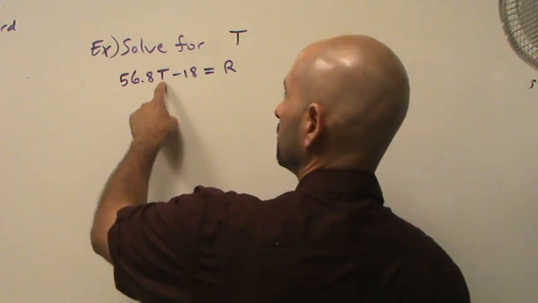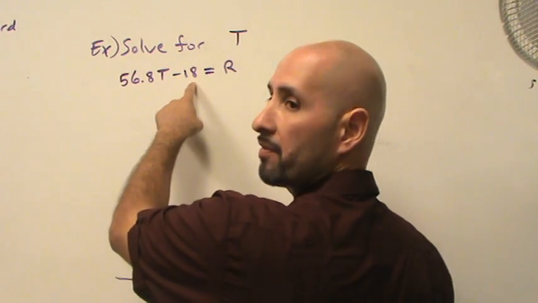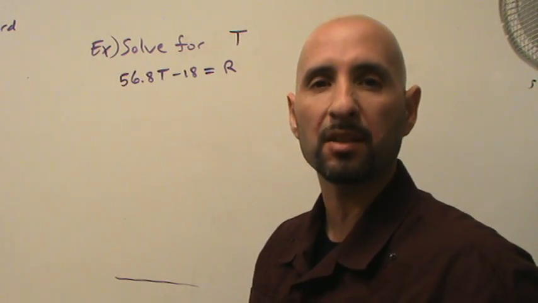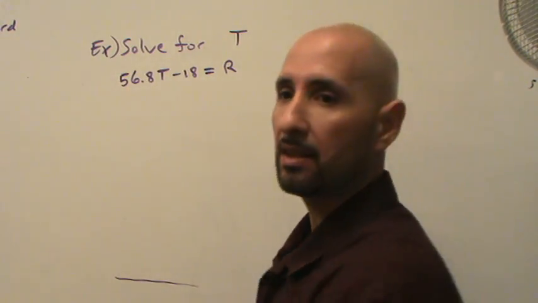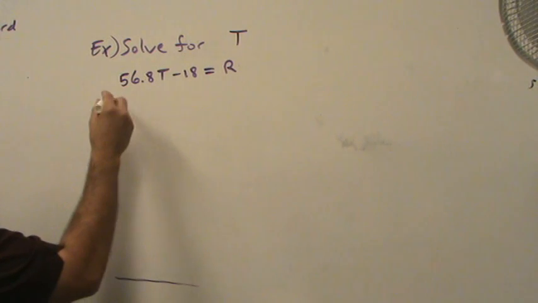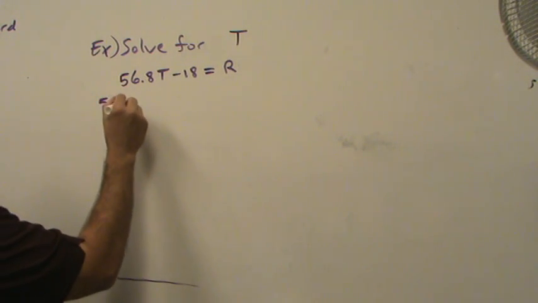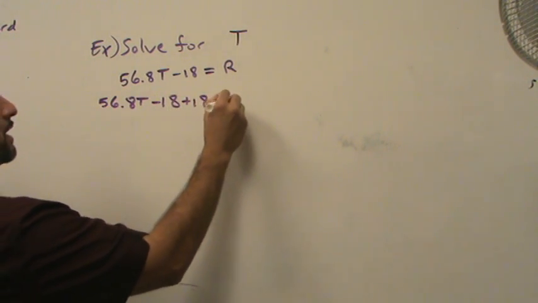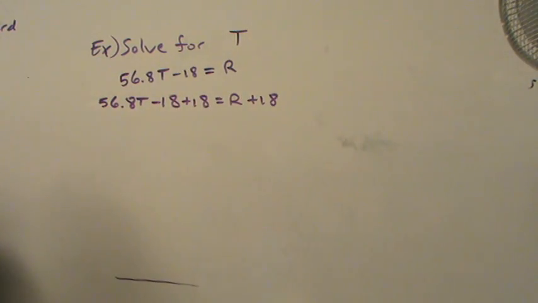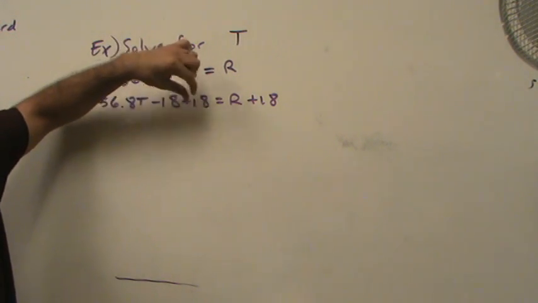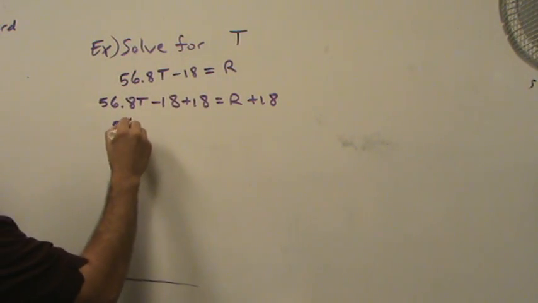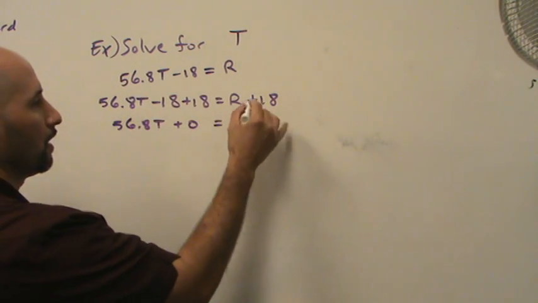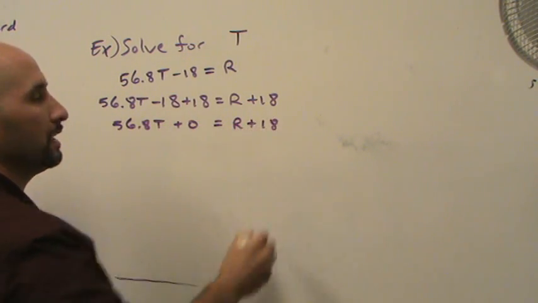So right now t is multiplied by that number and then subtracted off that number. So we're going to start there and add 18 to both sides to get rid of that minus 18. So here's what that looks like. We're adding 18 to both sides. That and that combine to 0. And we get r plus 18 there.